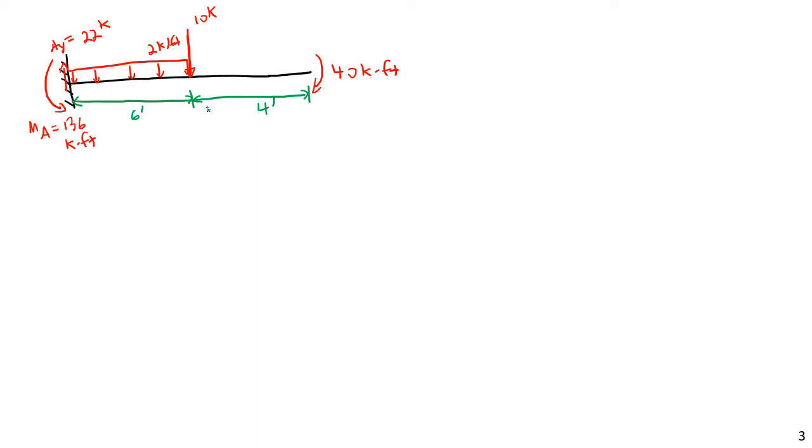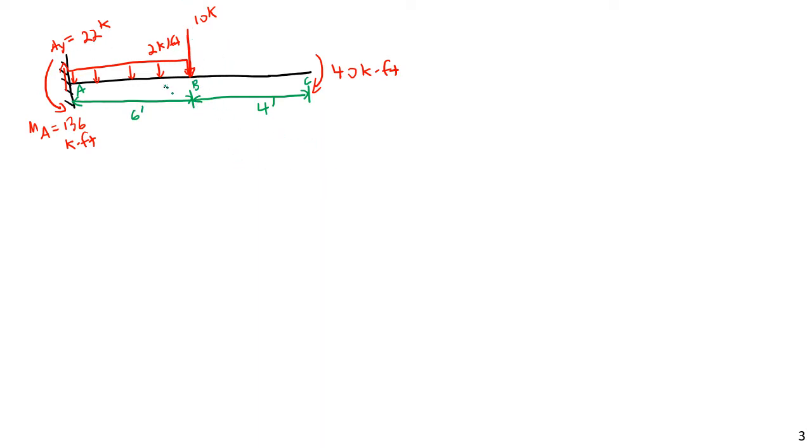And looking at this, how many discontinuities do we have? Or where do we have discontinuities? We have discontinuities at A, B, and C. The discontinuities at A are basically the end of the beam and all of its loads and all of its reactions. The discontinuity at C is the moment on the end of the beam itself. And then the discontinuities at B are the end of the distributed load and the point load.